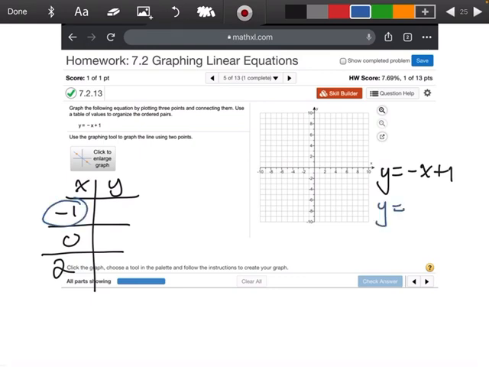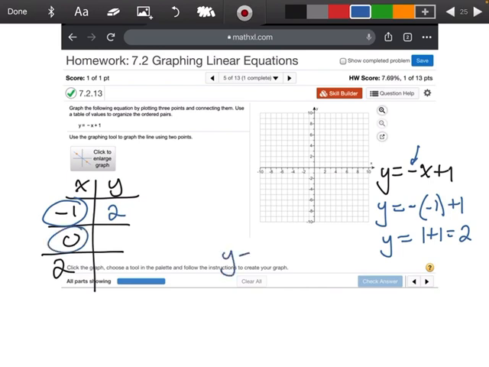So I'm going to write y equals, now there's already a negative here, so I need to write that down, -(-1) plus 1. Let's see, negative and negative make it positive, and 1 plus 1 is going to give me 2. So I'm going to get a 2 right here. And then I'm going to do this again, and I'm going to plug in 0.